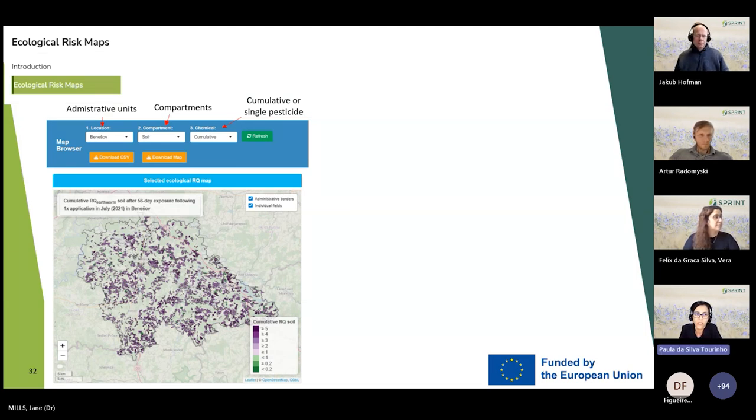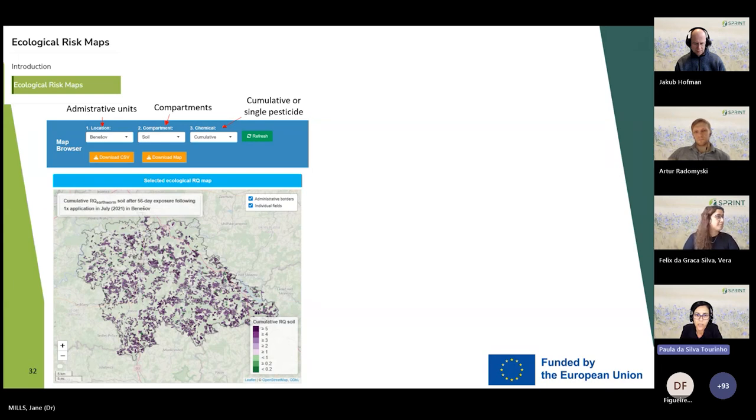Under the introduction, you can click on the ecological risk maps, and there we'll have this map browser where you can select a location, which will be different districts in the Czech Republic. You have the compartment, either soil or water, and you have chemical, which will show the list of the pesticides that were modeled. But you can also choose cumulative, which would be the cumulative risk quotient for all the pesticides in the area.